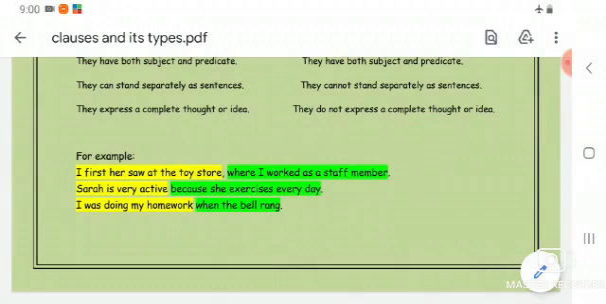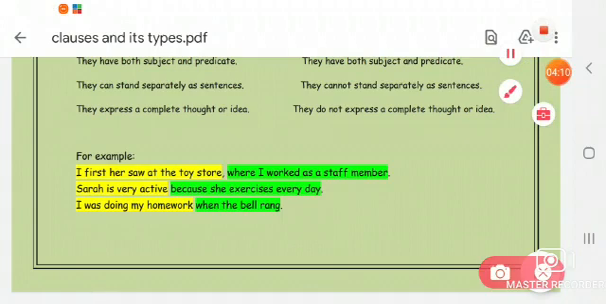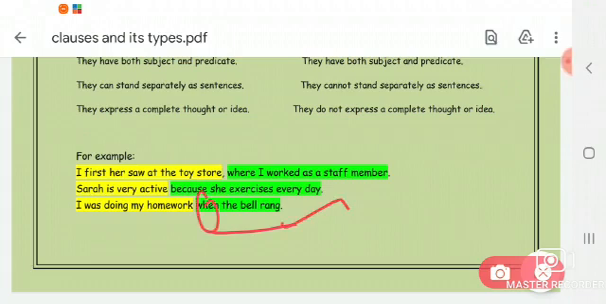Then we have the third sentence. I was doing my homework when the bell rang. I was doing my homework is a complete sentence and does not need this when the bell rang. But when the bell rang, what was I doing? I was doing my homework. So here we have when. So this is the dependent clause. It is dependent on this, I was doing my homework. If it is not having this portion, this part is incomplete. Hence, it is a dependent clause.